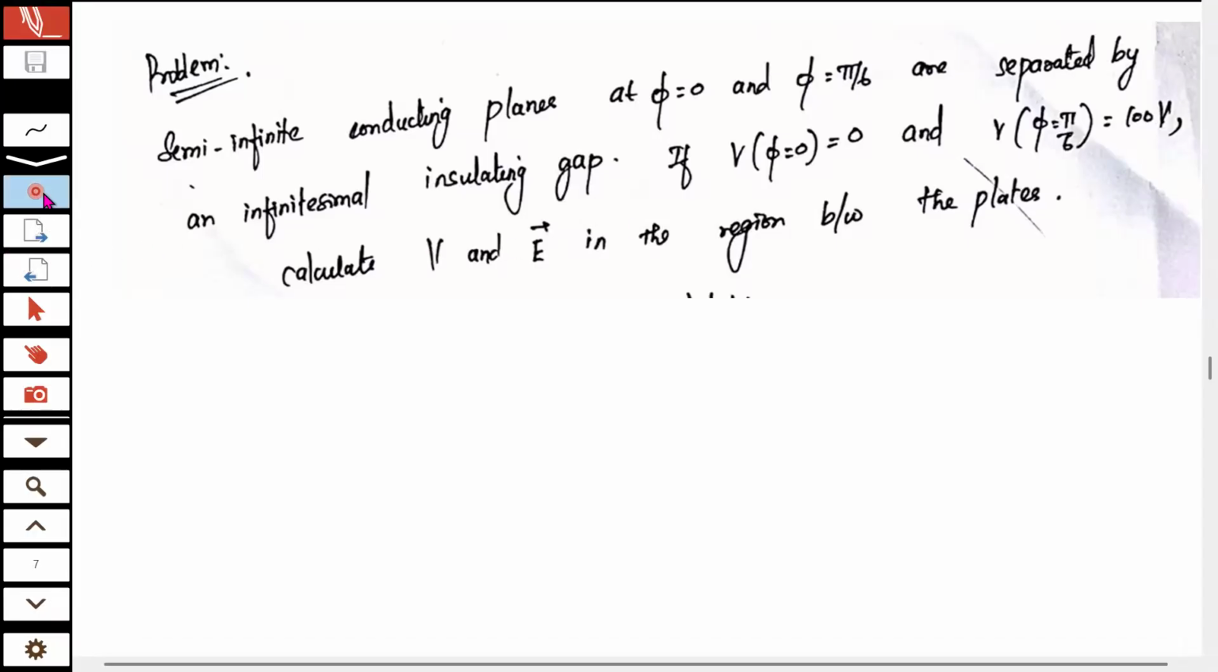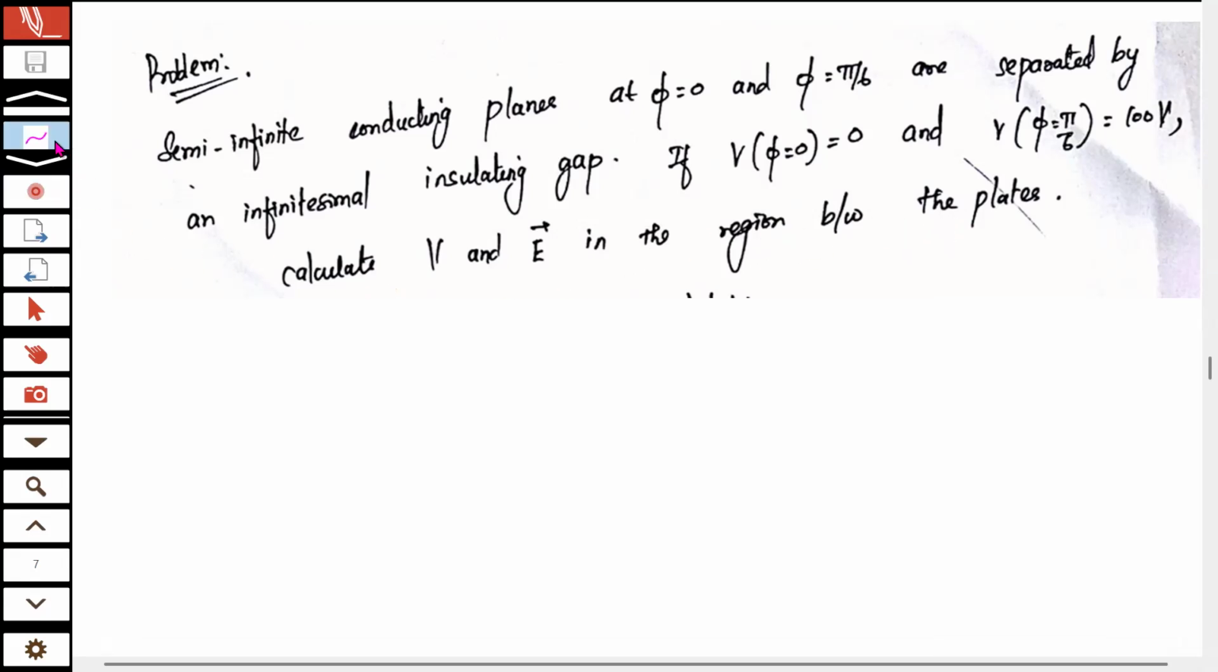In this video, we will solve a numerical problem based on boundary value problems to solve for Laplace equation. Here, this question is given with angle phi, thereby we will be using this in cylindrical system. So, semi-infinite conducting planes at phi 0 and phi pi by 6 are separated by an infinitesimal insulating gap, and the two planes are at two different potentials. One is at 0 volts and the other is at 100 volts. We are asked to calculate voltage and electric field intensity in the region between the plates.